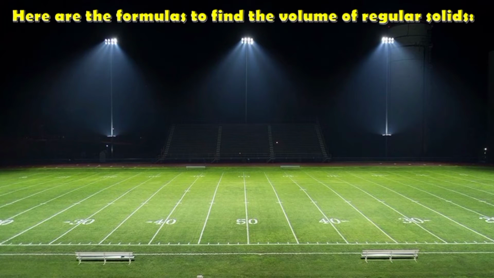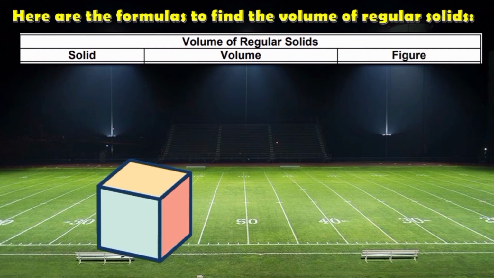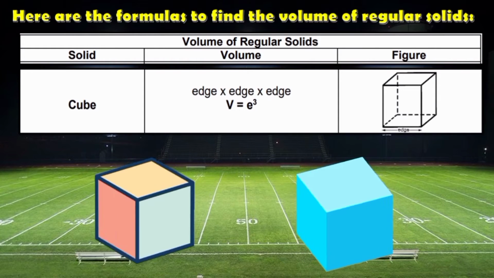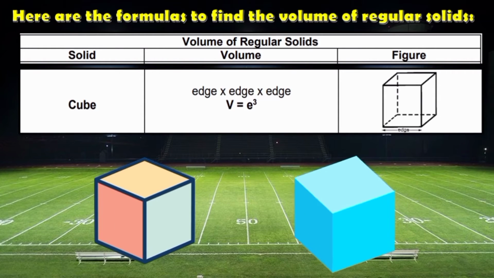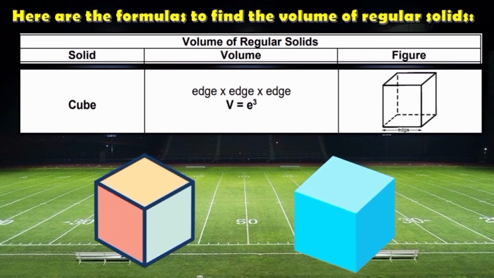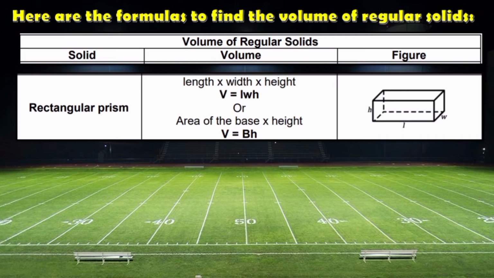Here are the formulas to find the volume of irregular solids. We have the solid, the volume, and the figure. Figure number 1. Now look closely at these two figures. That is a cube. We need to find the edges of a regular cube. To get the volume, we have to multiply the edge times edge times edge, or simply e to the third power. Our next figure is a rectangular prism.